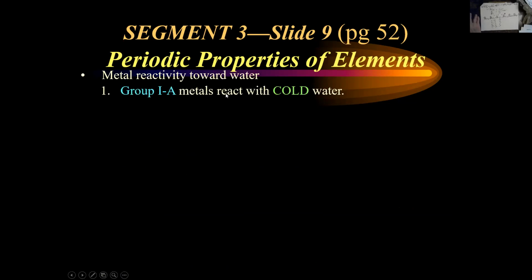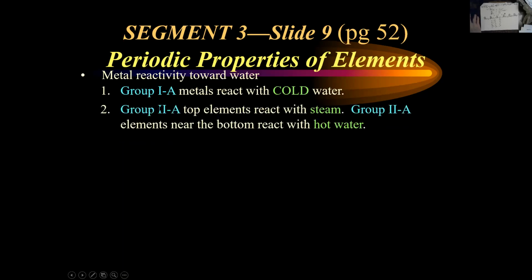The group 1A metals are very reactive. I've told you they react with water. The 1A metals will react with cold water. The 2A metals, the top elements, will react with steam, but they won't react with cold water. The elements in the bottom of that group 2A family, we're talking about beryllium, magnesium, calcium, strontium, barium, radium is in that family, but nobody in his right mind does chemistry with radium. It's way too dangerous.